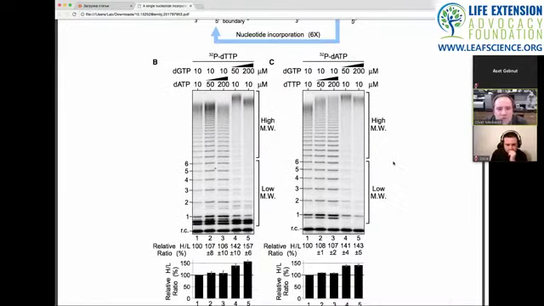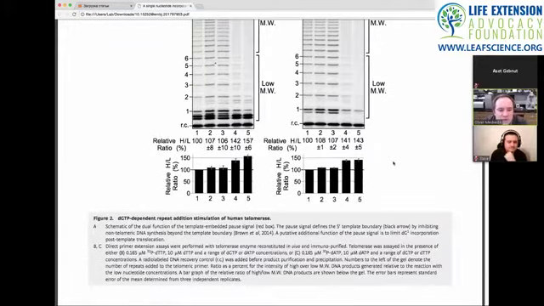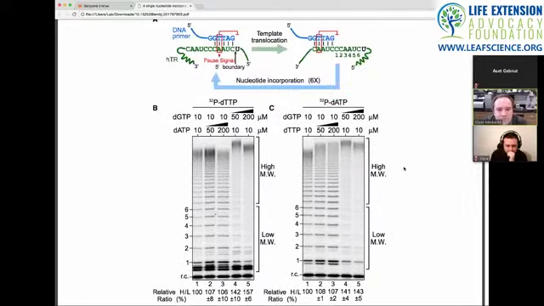And I've got to refresh myself by staring at these images here. Which assay is this? Direct primer extension assays. Okay. High molecular weight, low molecular weight. This is P32 labeled substrate.